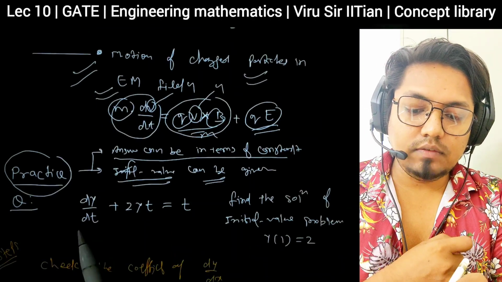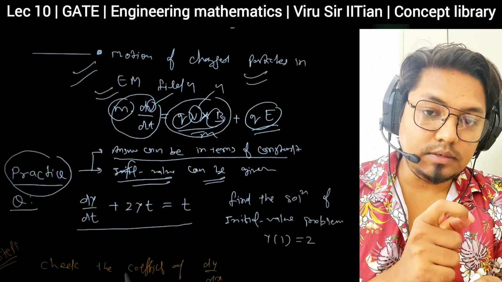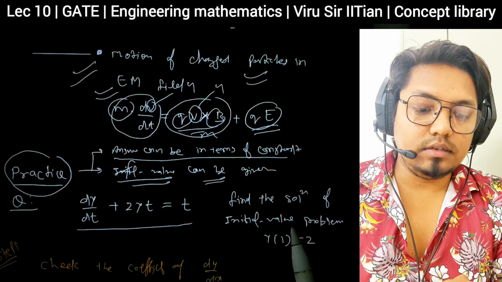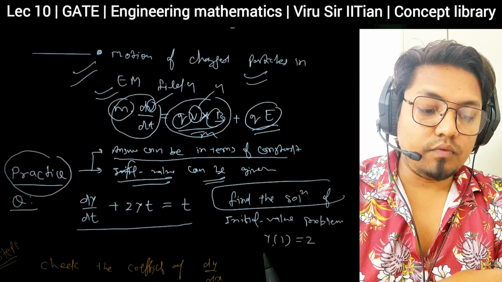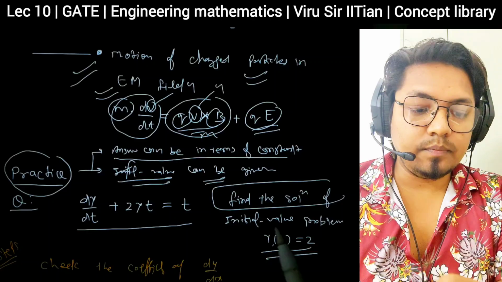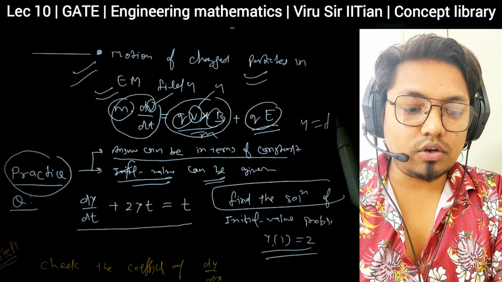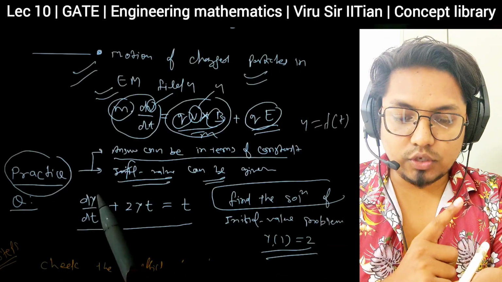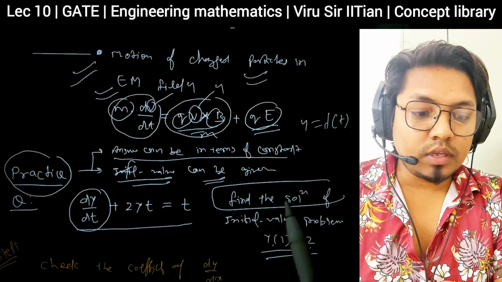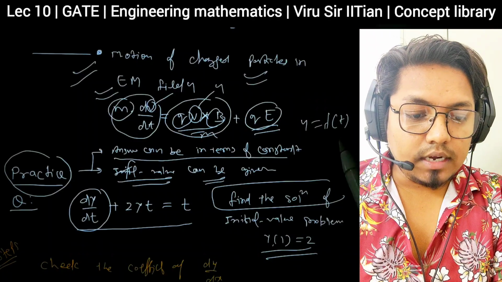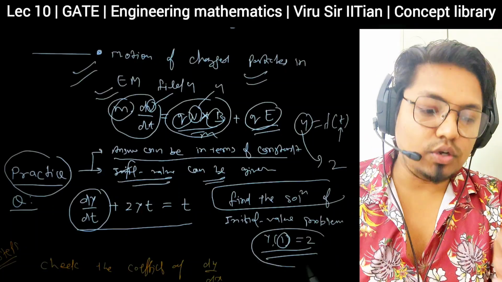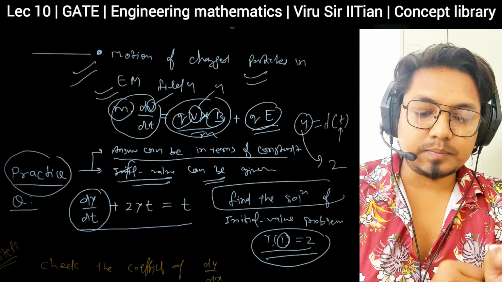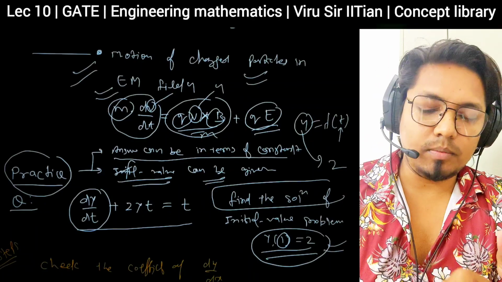For example, dy/dt + 2yt = t, and find the solution of this initial value problem where y(1) = 2. Guys, understand, y is a function of t. That's why you are differentiating y with respect to t. So it means that at t = 1, your y is 2. This is the meaning of the given data. This we call an initial value problem.